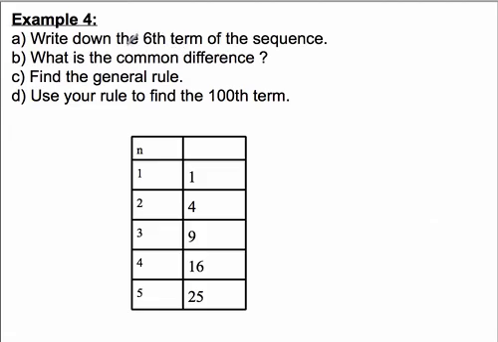Let's take a look at one more example. Here we have write down the 6th term of the sequence, so looks like these numbers might have a special pattern. Let's just check the difference here. So we have plus 3, plus 5, plus 7. It's not the same thing each time, so we can't use the same rule to apply. But if we look at it really carefully, 1, 4, 9, 16, 25, you might notice that these are the square numbers. So our next number here is going to be 6 squared, which is 36.